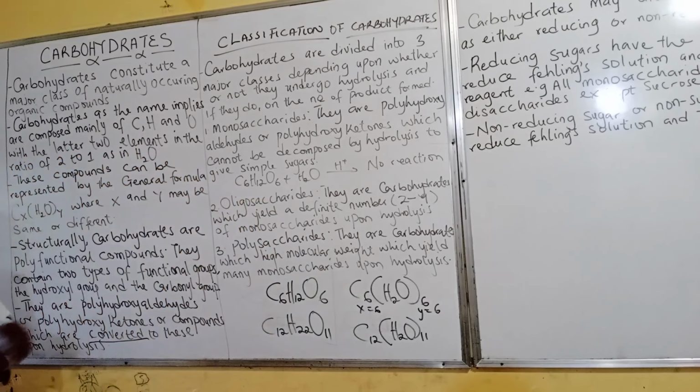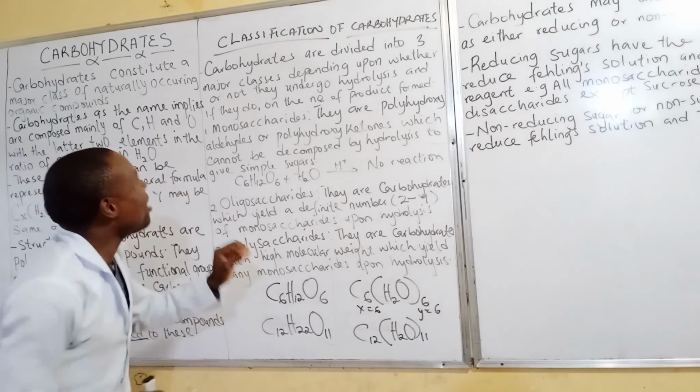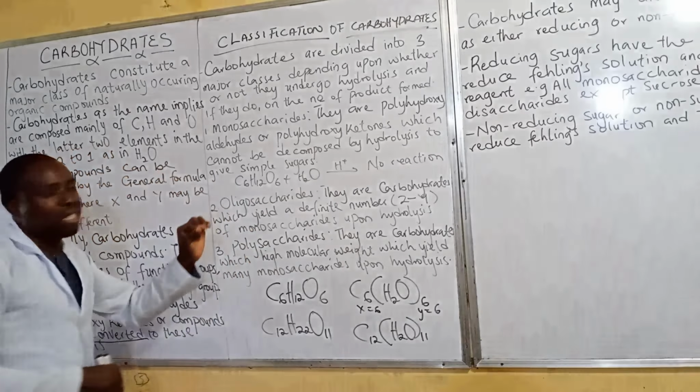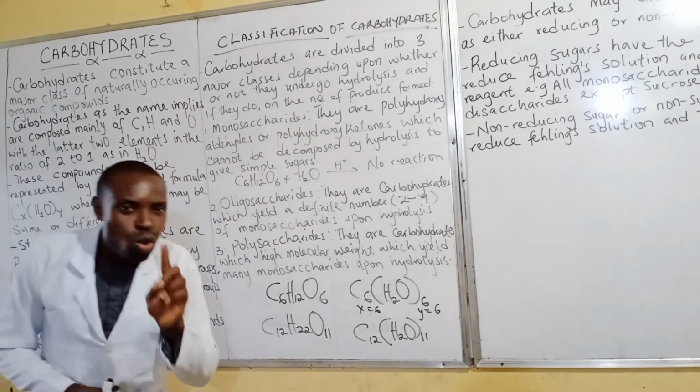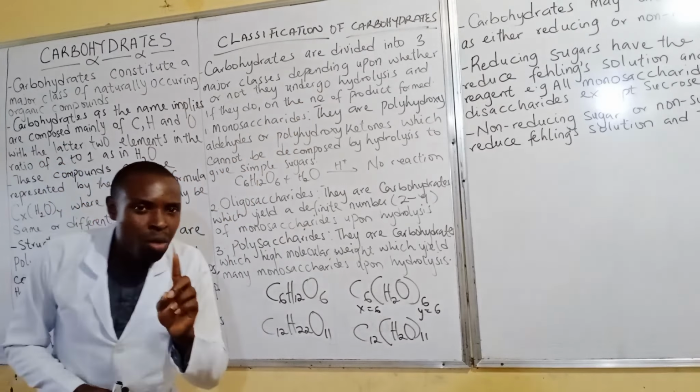Now, carbohydrates are divided into three major classes, depending upon whether or not they undergo hydrolysis, and if they do, on the number of products formed. On that note, we have the first one, the monosaccharides. Number 2, the oligosaccharides. Number 3, the polysaccharides. Now, the word mono simply means one. Saccharides is the other name for carbohydrate, which is sugar.